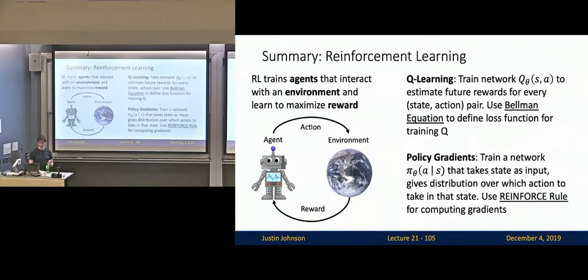So our summary for today is that we had a very fast 1-lecture tour of reinforcement learning. Hopefully we didn't lose everyone. The overall idea is that reinforcement learning is a very different paradigm for machine learning that allows us to build agents, build systems that learn to interact with environments over time. And then we saw these two basic algorithms that we can use for training practical reinforcement learning systems: Q-learning and policy gradients.